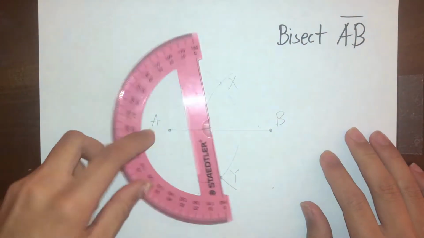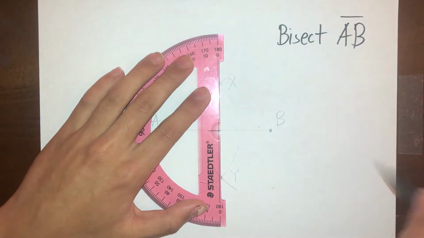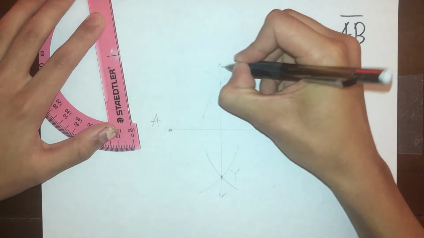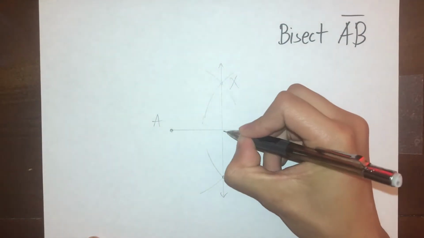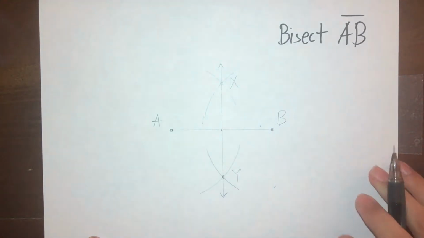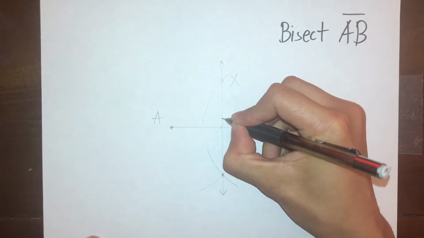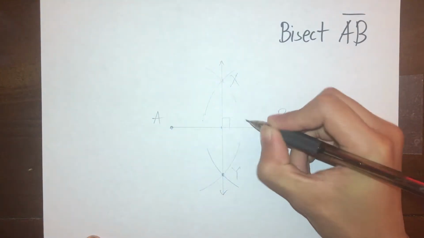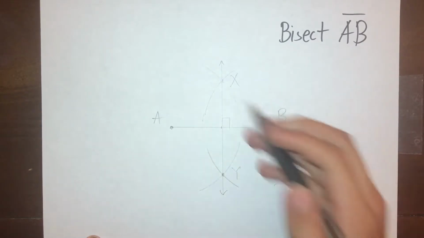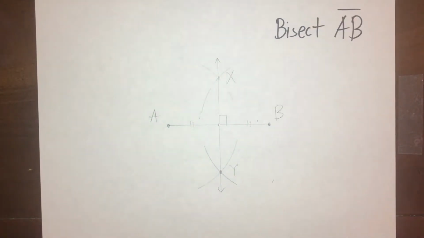Now, with the straight edge again, draw a line between these 2 points. Now we can say this is the midpoint between X and Y and A and B. We can also say that these 2 lines are perpendicular, as well as these 2 segments between A and B are congruent.